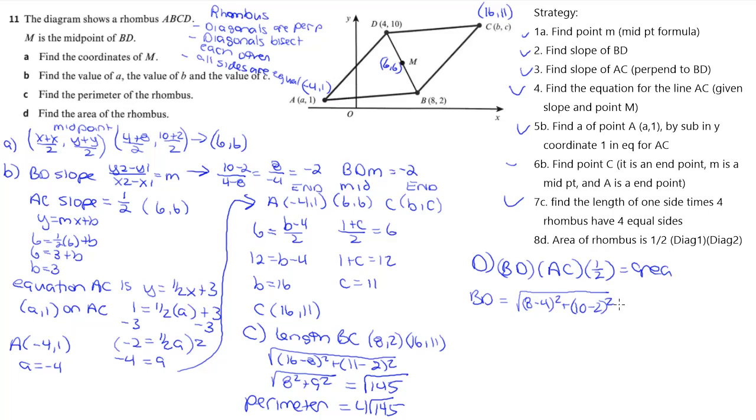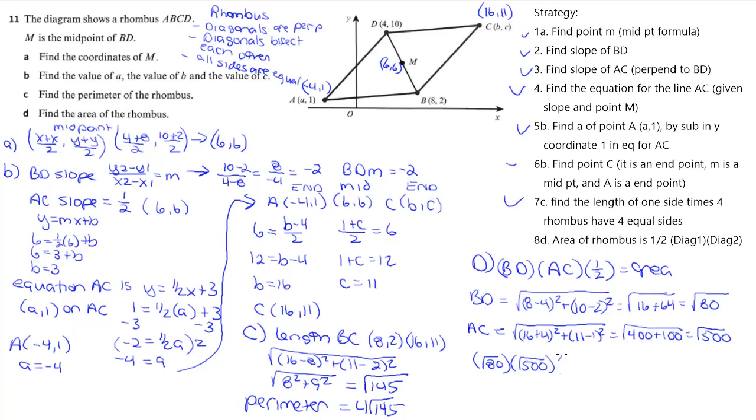And then to find the area of the rhombus, I have to find the length of each diagonal, which again I'm just using the distance formula for. Then I multiply the two diagonals, and you can either divide by 2 or multiply by 1/2. So in this case, it's going to be the square root of 80 times the square root of 500 times 0.5, which is equal to 100 units squared.